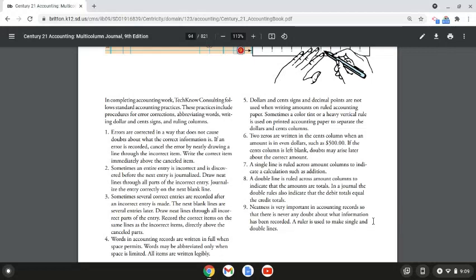For number 4, this one reads that words in accounting records are written in full when space permits. Words may only be abbreviated when space is limited. All items are written legibly. Next, for number 5, dollar signs and decimal points are not used when writing amounts on ruled accounting paper.